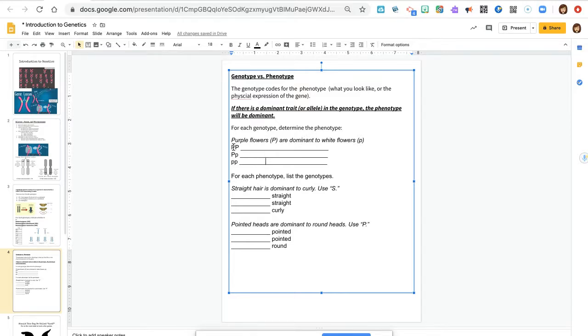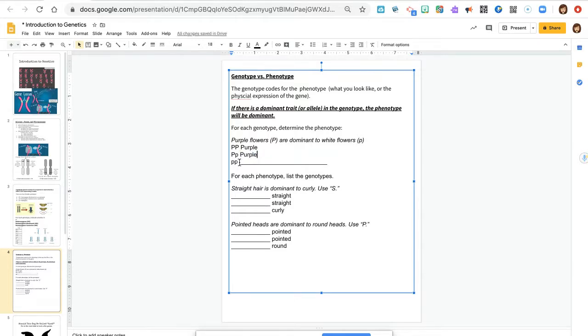So the first one, I have double capital P, so I'm for sure going to show the purple phenotype. Okay, right here, I have heterozygous. I have at least one dominant allele that will always overshadow my recessive allele here. So purple will be expressed for the flower.